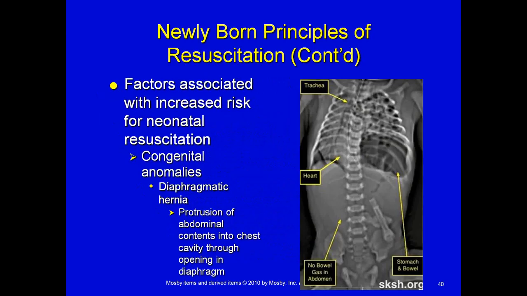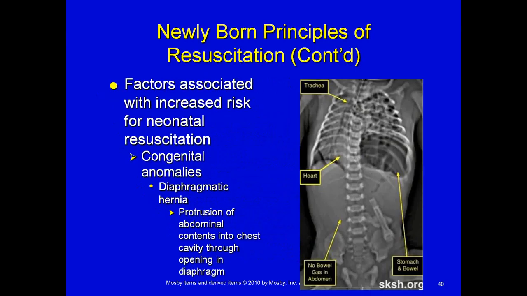Diaphragmatic hernia is where the abdominal contents herniate up into the chest wall. As you can see in this particular X-ray, the trachea and the heart have shifted completely to the left. The abdominal contents are not visible in the abdomen, but they are visible in the left lung. Clear in the left lung, all the way up into the left lung, you see little pockets of air in the intestines. This is more common on the left than the right.